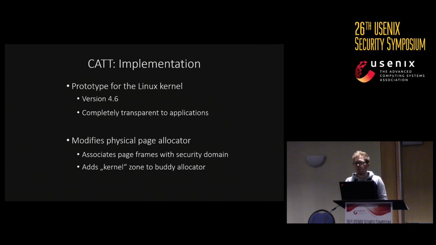So in our implementation of CATT, we built a prototype of this for testing our approach in the Linux kernel. And we started our work sometime around last year, I think in the summer. And we were using the most recent kernel version at the time, which is version 4.6. So as I said before, our changes are completely transparent to the applications. We don't require any changes to any of the programs. And we modified the physical page allocator in the kernel to associate individual page frames with a security domain tag. We additionally added a dedicated kernel zone to the buddy allocator to partition the DRAM.